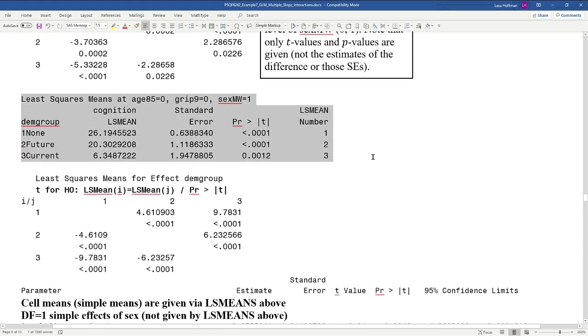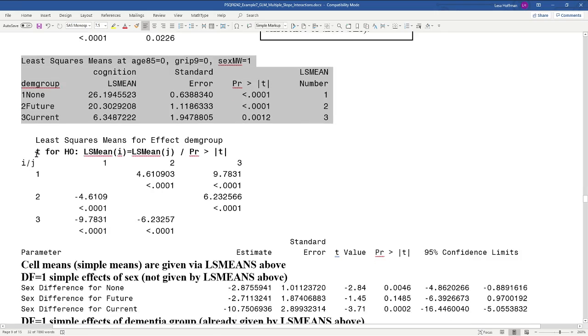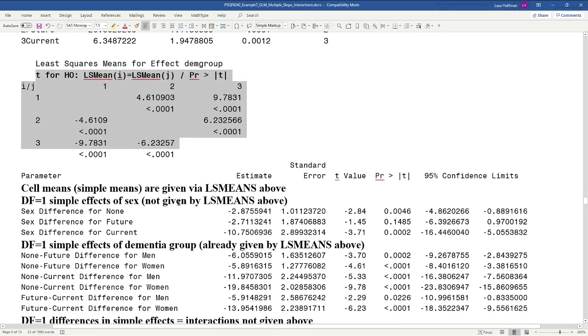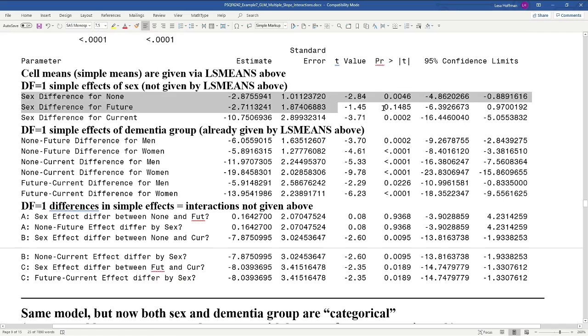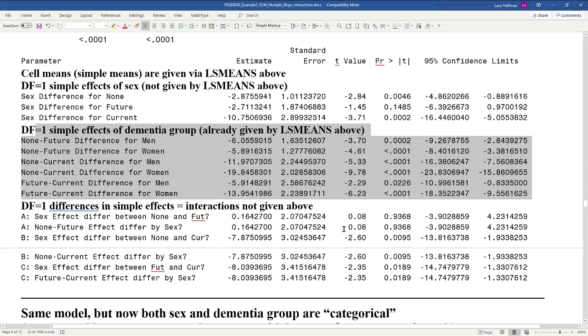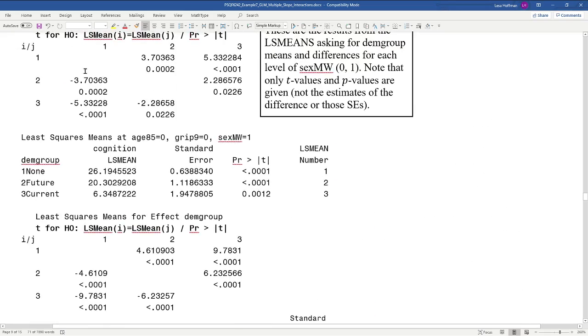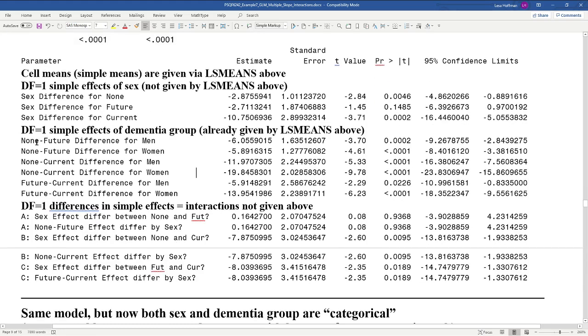Likewise, here are the group means for gender equals 1 for each of the dementia groups, and then here are the group differences. And so then we get to the table that is generated by all of the estimate statements. These are new, so these are the differences between men and women, the simple effects of sex, conditioning on each group. These are redundant, so these group differences that I asked for via estimate statements are giving you the same information as these tables. The only difference is that the actual differences are given here in the first column in addition to the t-values and the p-values, which I find helpful.